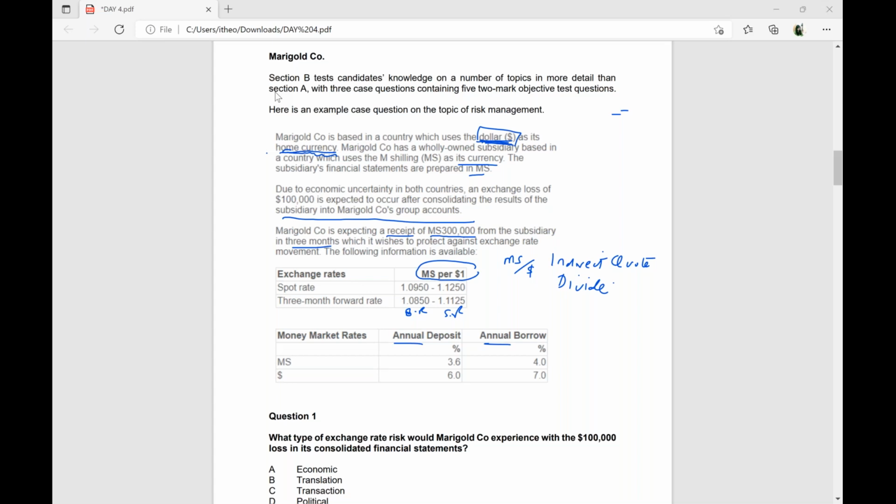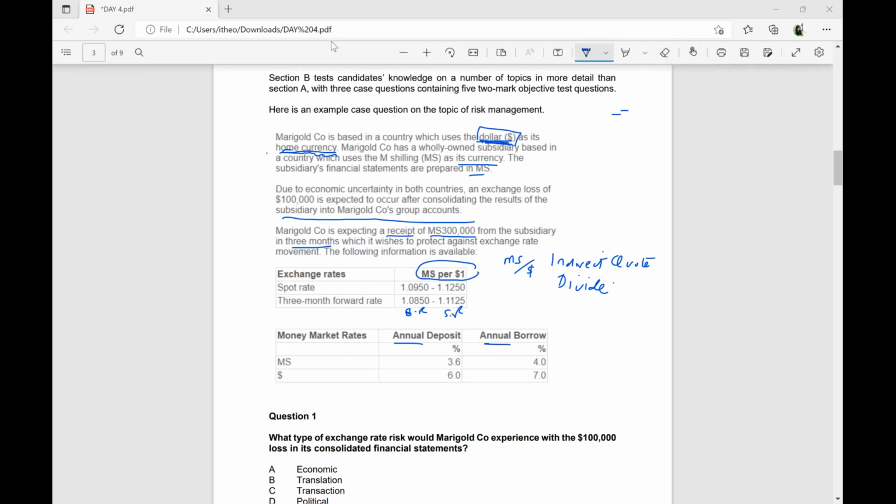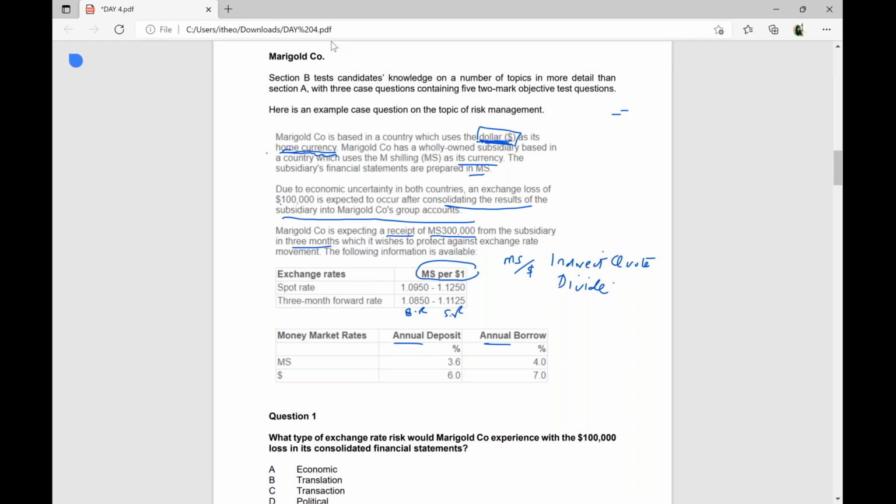The subsidiary's financial statements are prepared in shillings. Due to economic uncertainty in both countries, an exchange loss of 100,000 is expected to occur after consolidating the results of the subsidiary into Marigold's group accounts. Whenever there is a subsidiary, there is always consolidation into group accounts. Marigold is expecting a receipt of 300,000 shillings from the subsidiary in 3 months, which it wishes to protect.